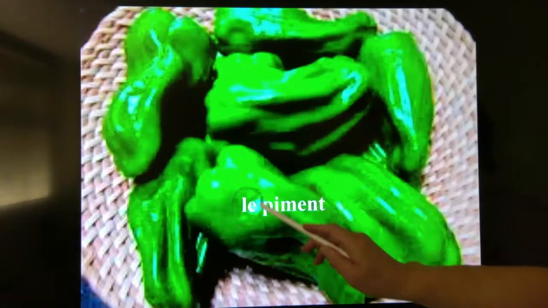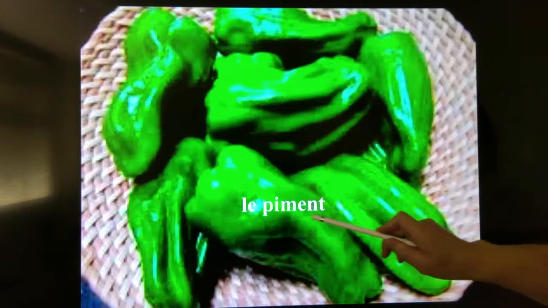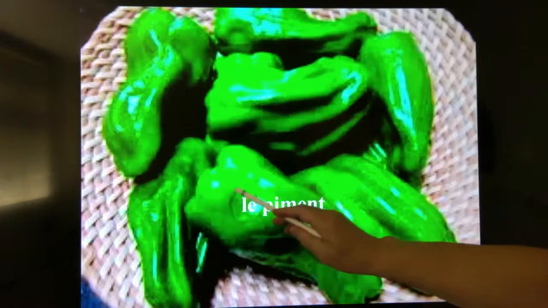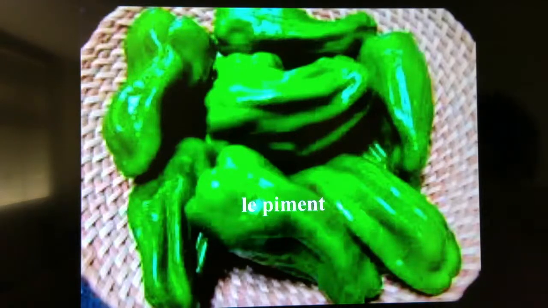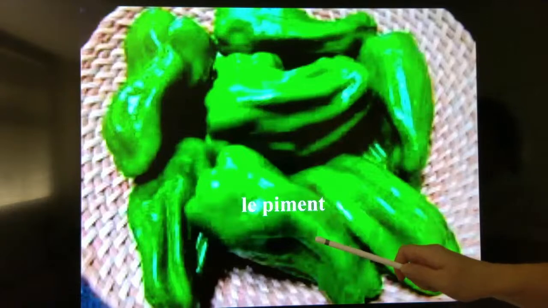The article will mean that this is masculine. You have masculine and feminine in French, and the article le is the masculine one. So le piment, you can pronounce this. So the Japanese name is named after the French.